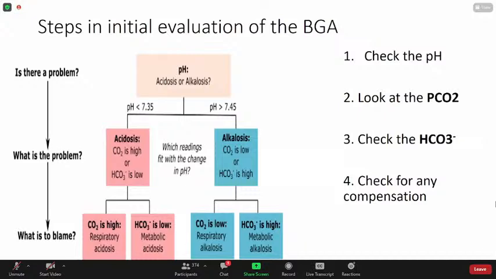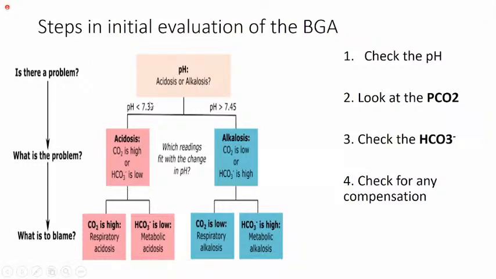Finally, you want to check for any compensation. So what do we mean by compensation? So let's go again through this pathway. You found that your pH is less than 7.35. You look at the CO2. The CO2 is not high, so it's not a respiratory acidosis. The CO2 is not normal. You actually find that the CO2 is low. You don't expect the CO2 to be low in acidosis. So the primary issue is not a respiratory component.